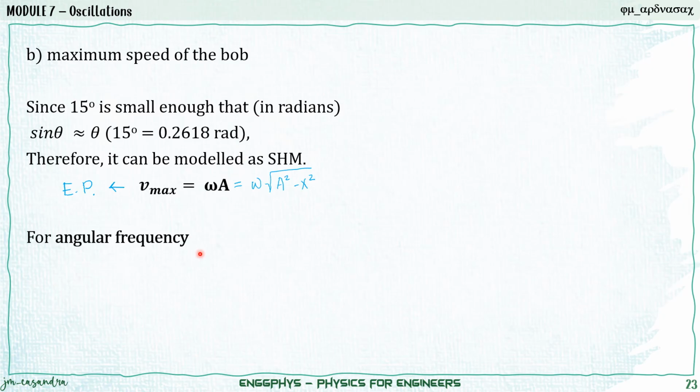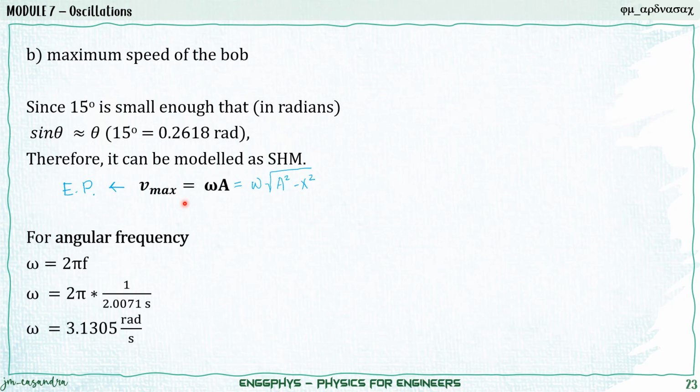to solve this we have to solve first for the angular frequency kasi hindi pa natin na-solve kanina. So for the angular frequency, that will simply be equal to 2 pi f. So we have solved for the period kanina. So 2 pi times 1 over 2.0071 seconds, the reciprocal of the period. So it will now give us a value of 3.1305 radians per second. Okay, so we have our angular frequency already, but we do not know the amplitude yet.